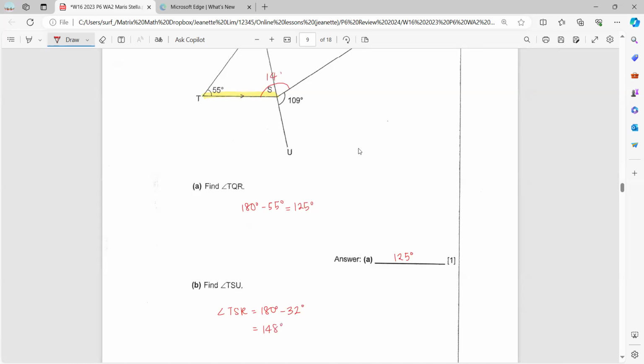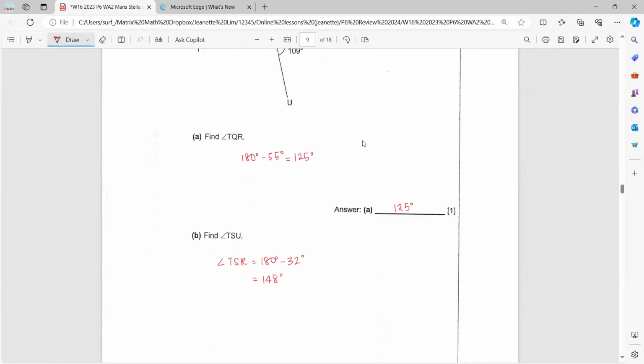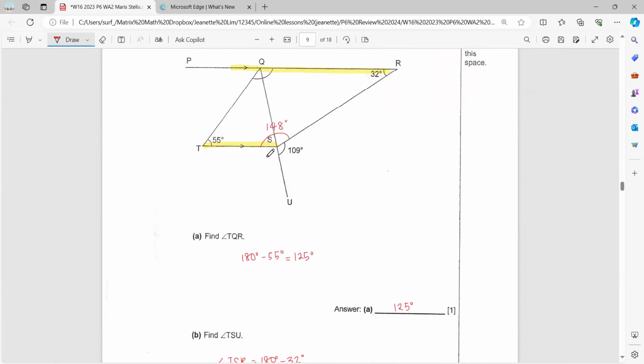So this is 148. So angle TSU using 360 degrees minus 148 minus 109 equals 103 degrees. Okay, so back to the diagram. This is 103 degrees because 360 minus 148 minus 109. 103 degrees is the answer.